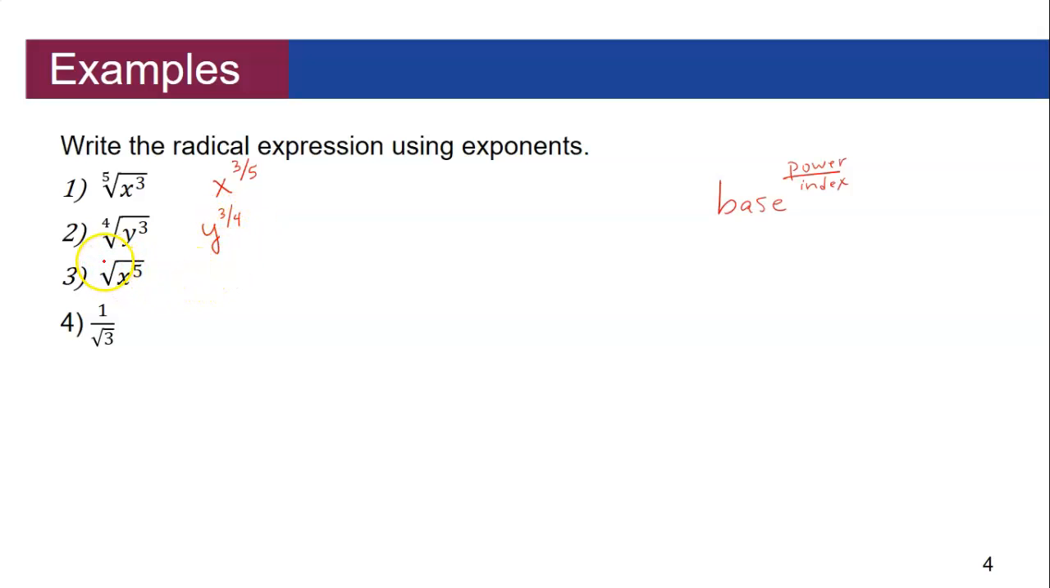This one has an understood index of 2, so this is going to be x to the 5/2. This we would really need to rewrite. If you remember, this would be the square root of 3 to the negative 1 power, right? Because it's in the denominator here. So if we have just the square root, then we're going to have 3 to the 1/2. That's going to be raised to the negative 1. So we're going to end up with 3 to the negative 1/2 power. We get that because it's in the denominator here.